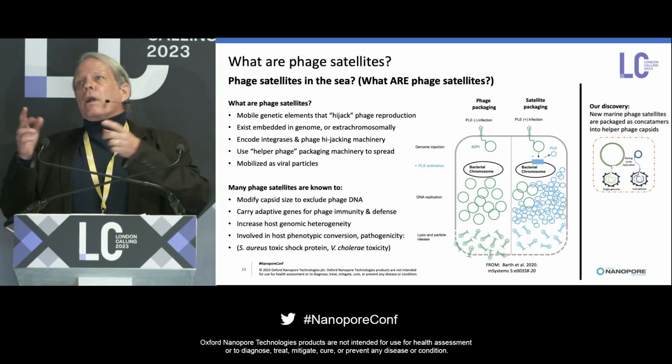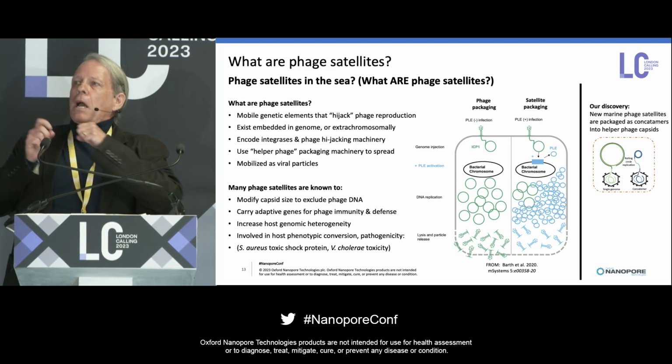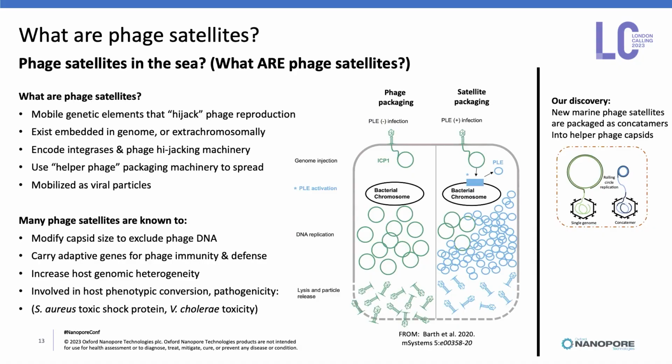But before I go further, I can tell you we had a hypothesis going into it when we saw those integrases, and we thought, well, these might be something that are known as phage satellites. So phage satellites are mobile genetic elements. They reside in the genome. They can be anywhere from, say, 5 kb to 15 kb.